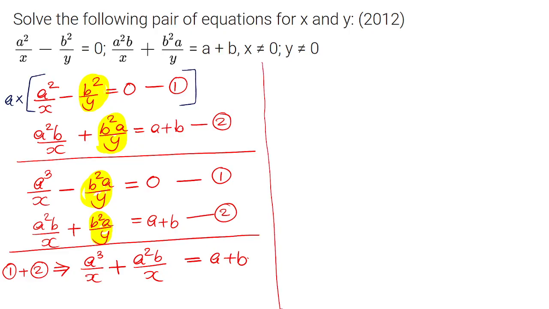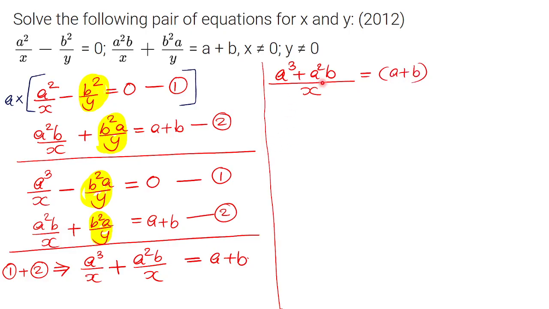I want x. Now I have an equation containing x. Y is not there here. Adding these two is very easy because they have the same denominator, right? The common denominator will be x. Adding the numerators: a cube plus a square b. Right side is a plus b.